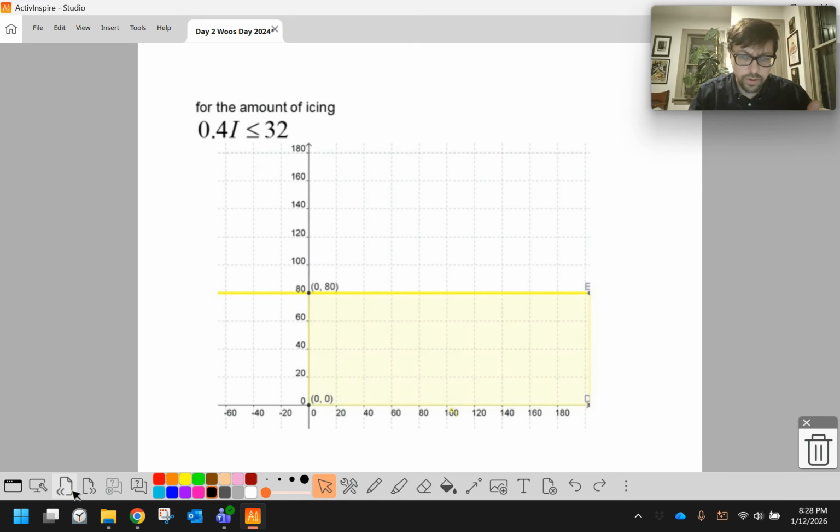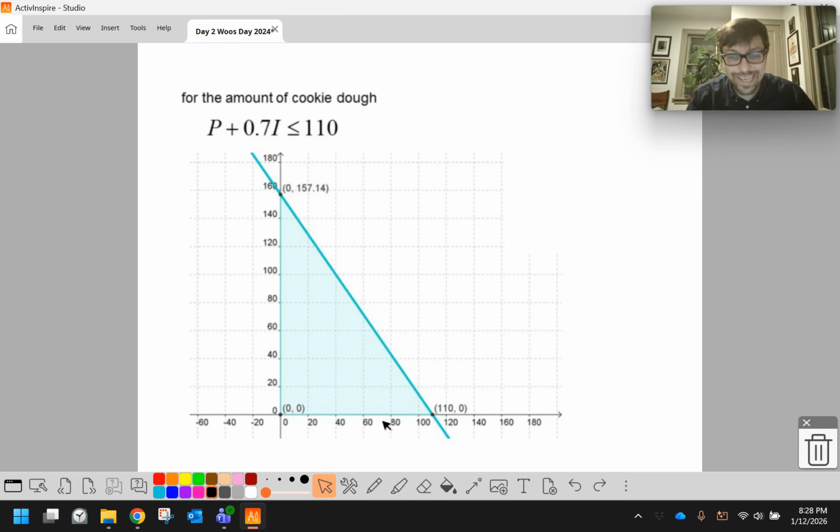Would it work in terms of our cookie dough? Is that not going to work? That's not going to work. So look, 70 and then 70 is going to fall outside the amount of cookie dough that we're able to have in a day. We just don't have enough cookie dough to do 70 and 70 for plain and iced cookies.